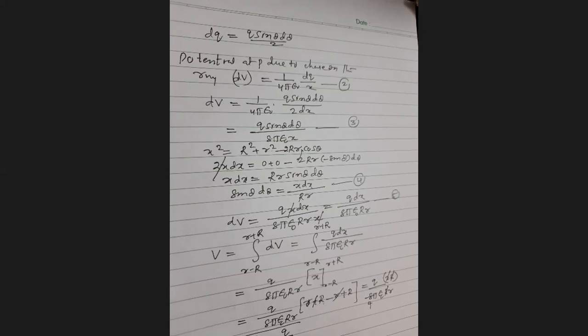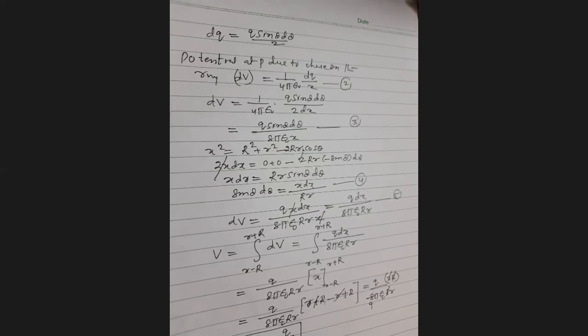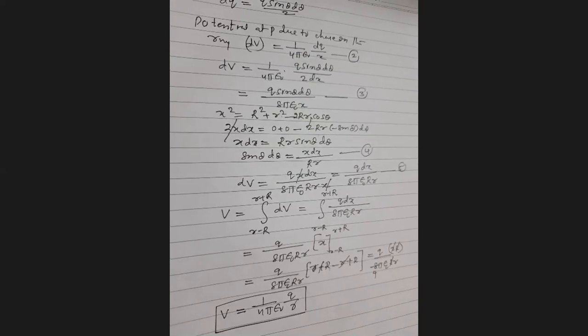This is the expression for electric potential due to a conducting sphere outside of the sphere. So the potential due to the conducting sphere outside, V outside, equals 1 by 4 pi epsilon naught q by r. From this it is very clear that V is inversely proportional to r.